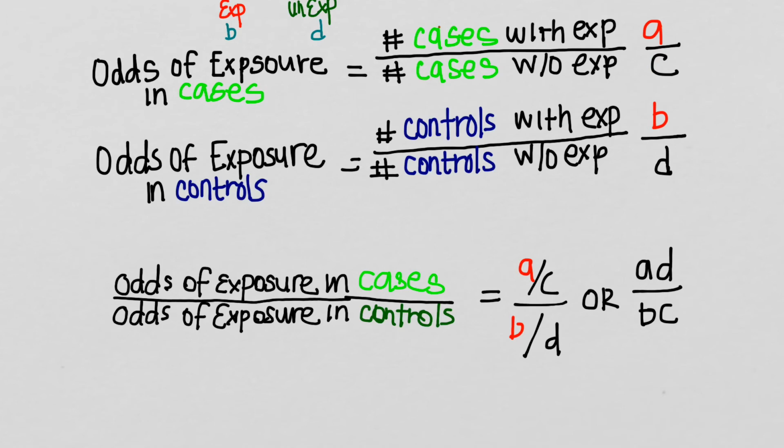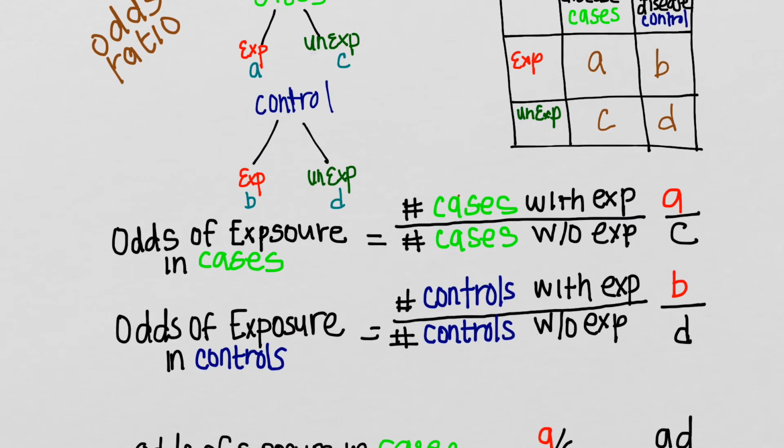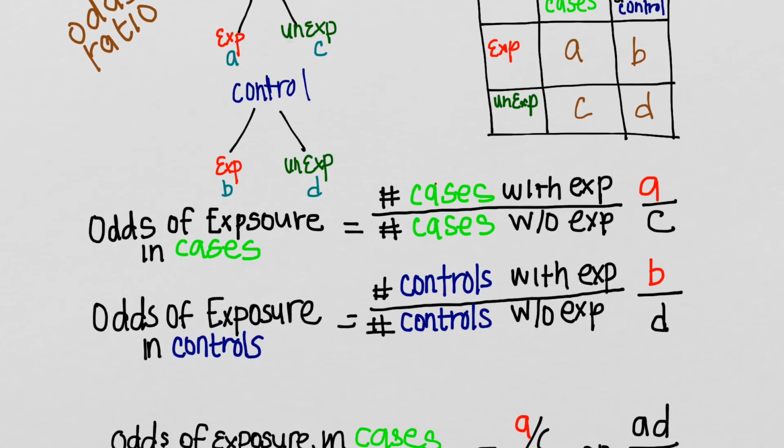So how do we calculate the odds in the cases versus the odds in the control? And so we would do that this way right here. What we would say is the odds of exposure in the cases is going to be the number of cases with the exposure, so that would represent cell A, divided by the number of cases without the exposure, that would be cell C. And then the odds of exposure in the controls would represent the number of controls with the exposure, so cell B here, divided by the number of controls without the exposure, and that would be cell D. So we have individual odds being reported. And so these are not ratios yet.